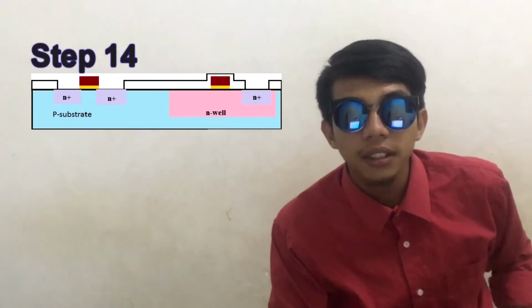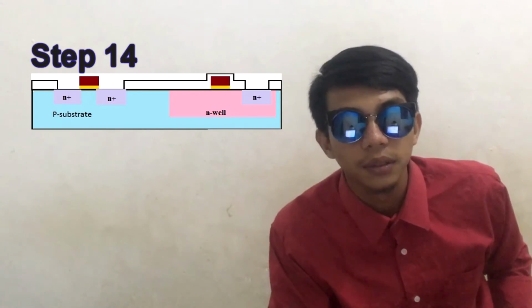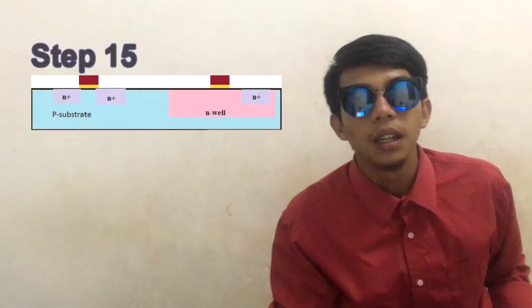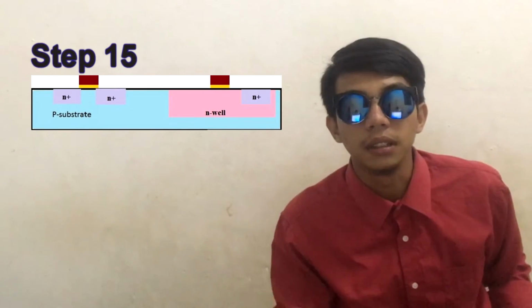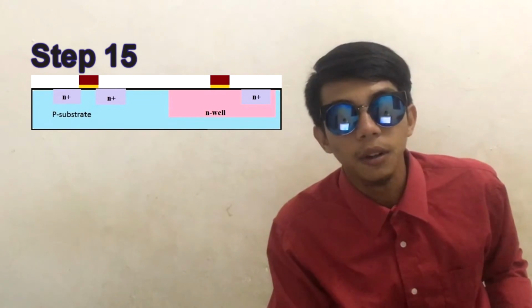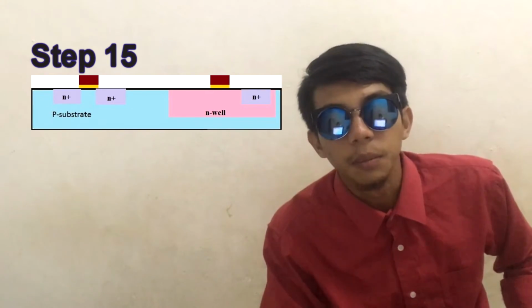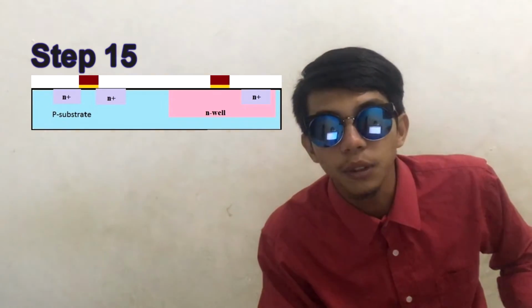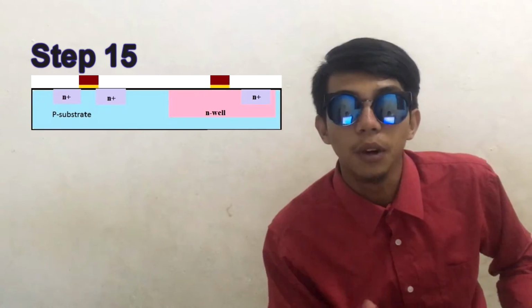Step 14, oxide stripping. The remaining oxidation layer is stripped off. Next, step 15 is P diffusion. Similar to the above N diffusion process, the P diffusion regions are diffused to form the terminals of PMOS.